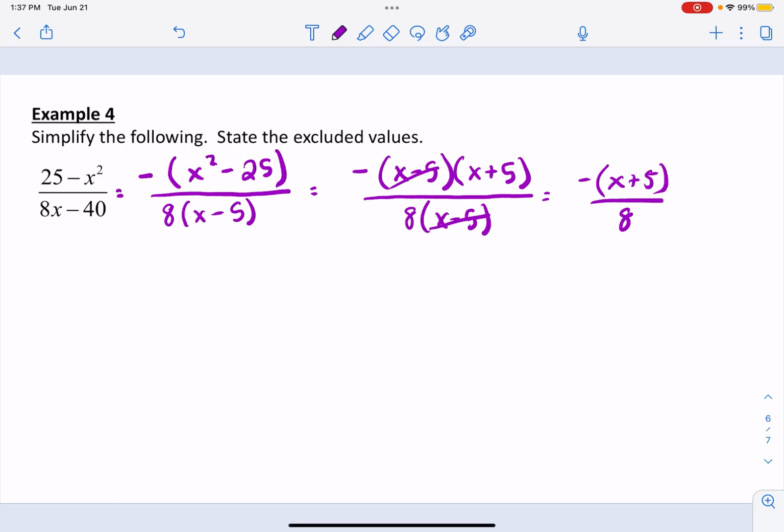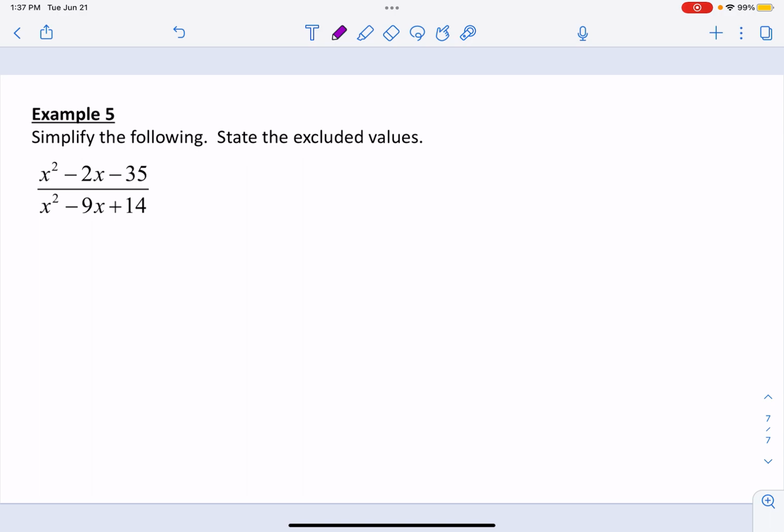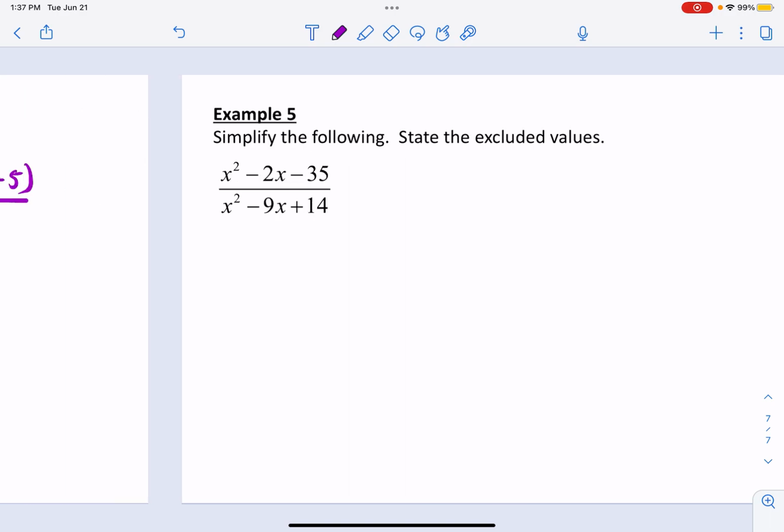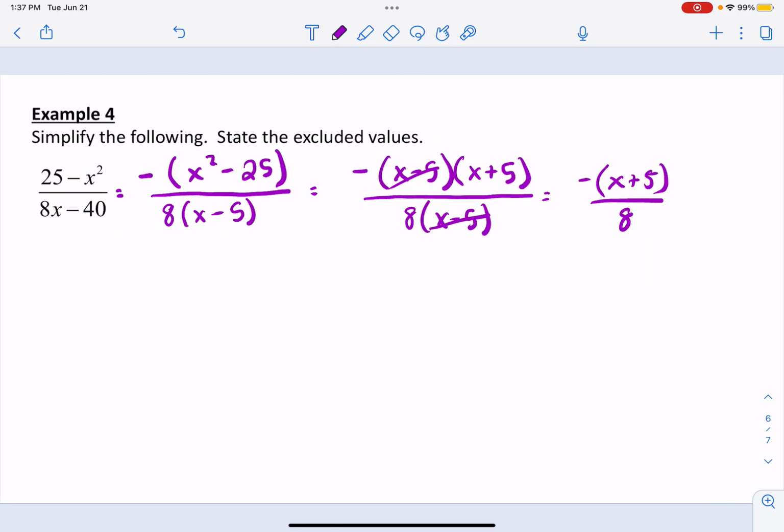And again, I do this a little differently from the book. If you distribute through that negative, I think that's what they have as your answer in the book. I prefer my method. I just think it's easier for my students to understand. Okay. Oh, I didn't state my excluded values. Oh, I knew I would forget. So stating my excluded values, whatever at the very beginning before I canceled. So x cannot be equal to 5.